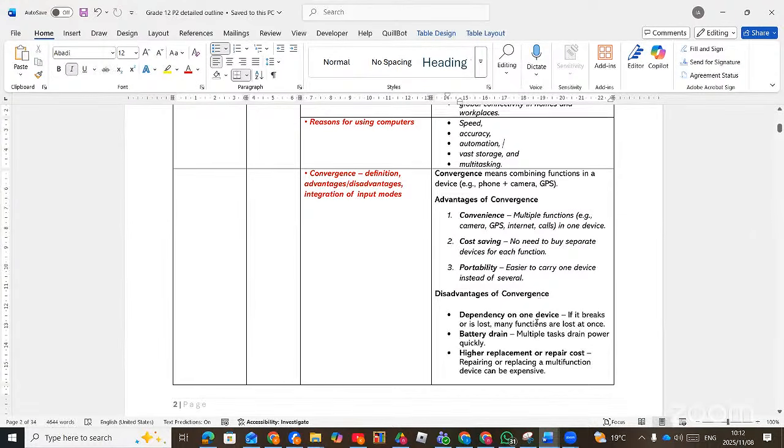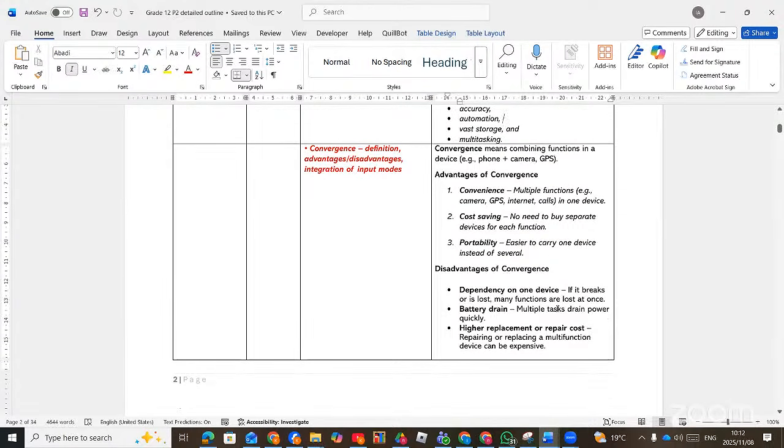But then the disadvantages are that if it breaks, or one functionality, let's say the touch screen, doesn't work, it will affect the entire system or device. So you won't be able to use it either. Right.